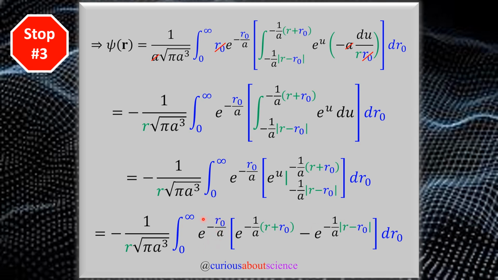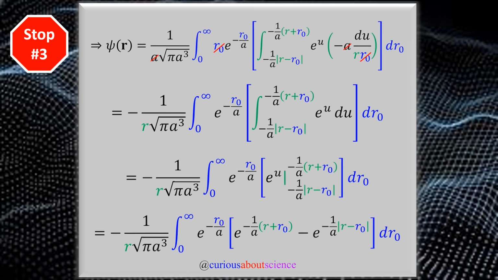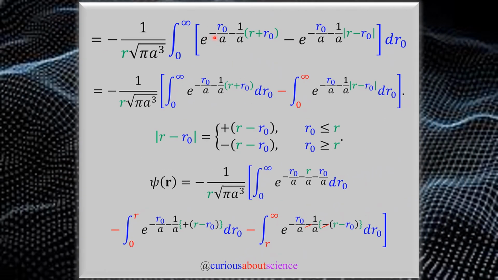We can do that by distributing this e to the negative r0 over a into both of these terms, split the integral, and then see what happens as we go through the limit process. And let me show you what I mean. So here we have the step where we distributed the exponential on the outside, no problem. And now we split up the integrals. And we have to do this because the bounds here run from 0 to infinity. And if we want this to work, we have to analyze what the behavioral characteristic of each region is due to this absolute value. And that's what we have to do in defining this piecewise.